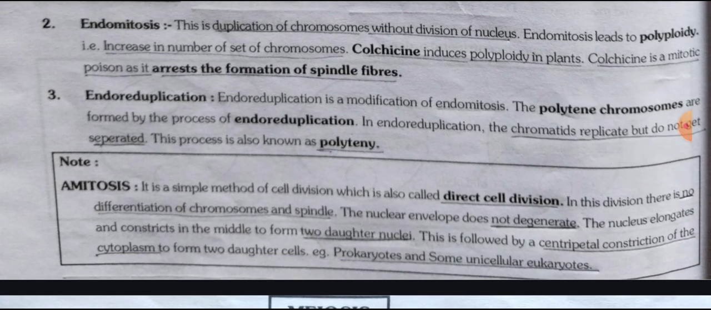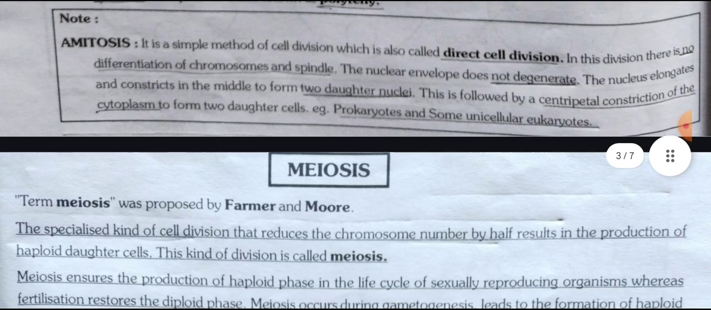Number four, amitosis. It is a simple method of cell division which is also called direct cell division. In this division, there is no differentiation of chromosomes and spindle. The nuclear envelope does not degenerate. The nucleus elongates and constricts in the middle to form two daughter nuclei. This is followed by a centripetal constriction of the cytoplasm to form two daughter cells, for example, in prokaryotes and some unicellular eukaryotes.